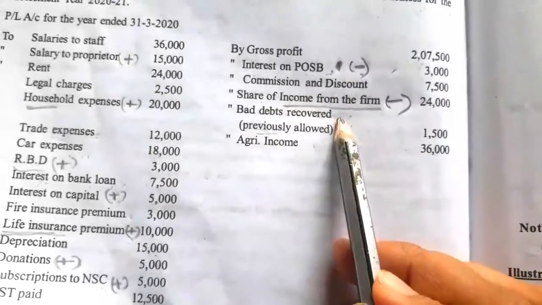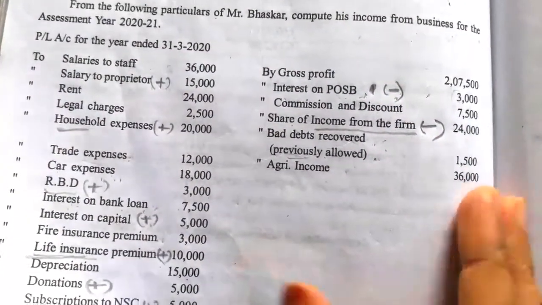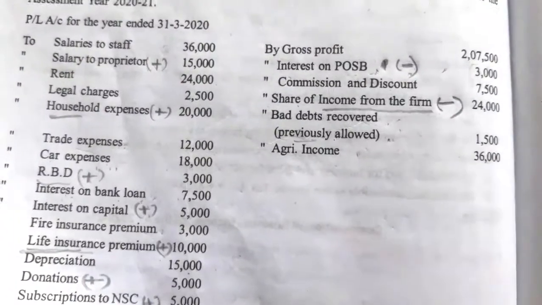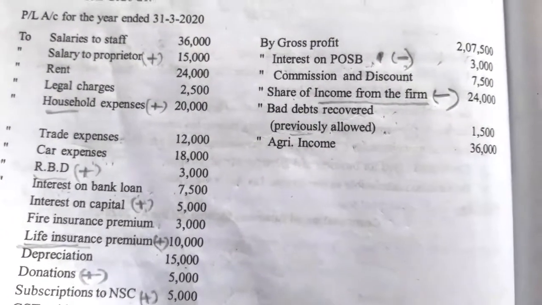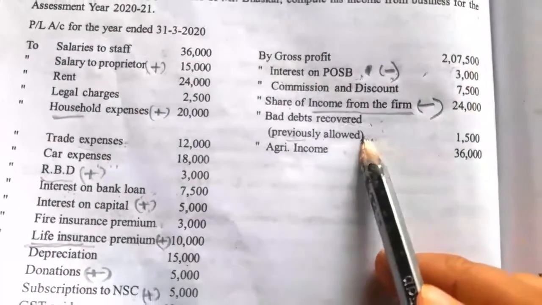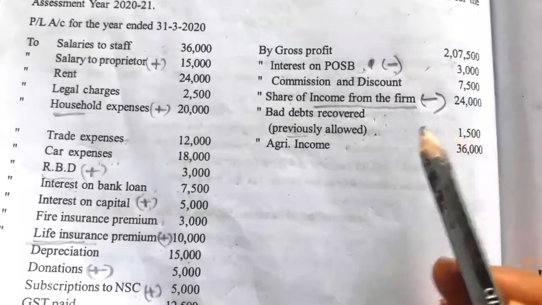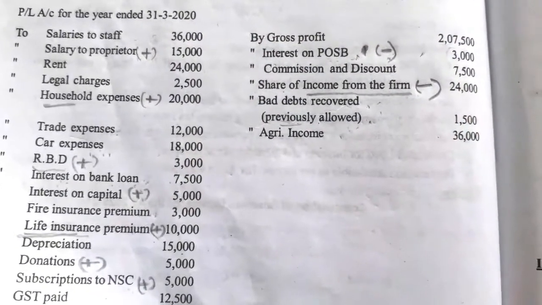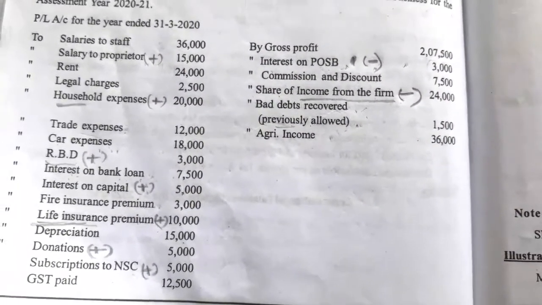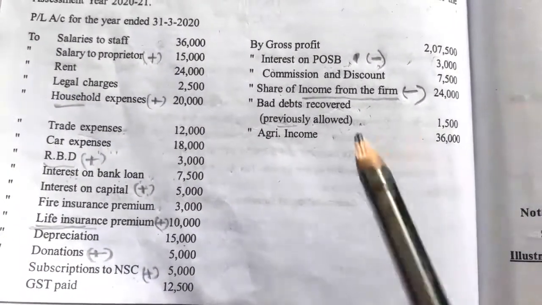But in the subsequent year, that bad debt has been recovered, means Bhaskar has received that bad debt. The party who took the debt has returned the debt amount, so the bad debt has been recovered. So it is income to the business. Previously we have shown it as an expense and paid less tax, and this year we have recovered that debt which was previously allowed.